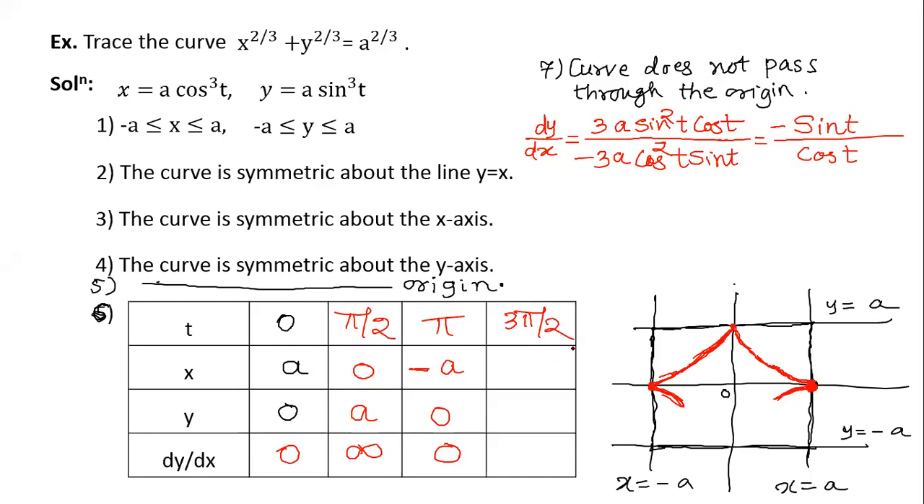For t equal to 3 pi by 2, x will be 0 and y will be minus a, and dy by dx will be equal to infinity. So you can verify. Then x equal to 0, y equal to minus a, this is the point, and dy by dx is infinity. There is tangent to the curve at 0 comma minus a parallel to y axis. So the curve will be coming here like this, and it will be completing. And this is a very famous curve, and the name of this curve is asteroid.